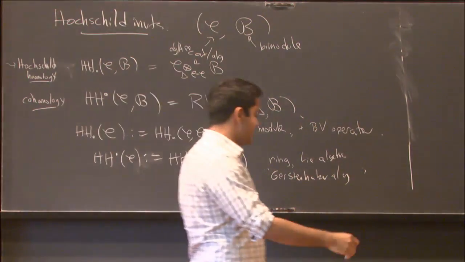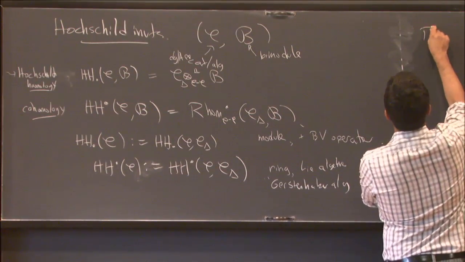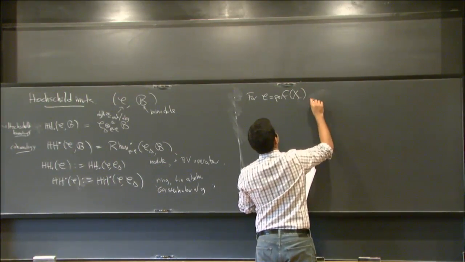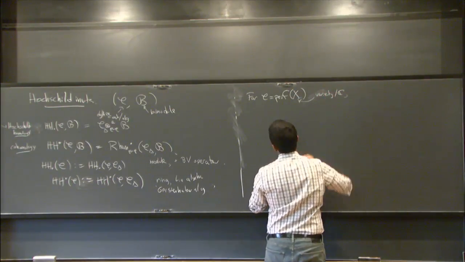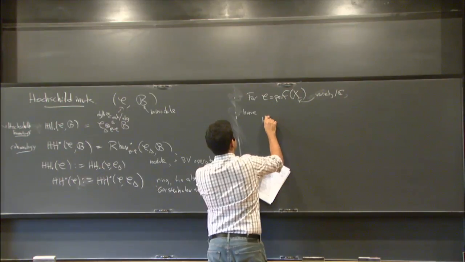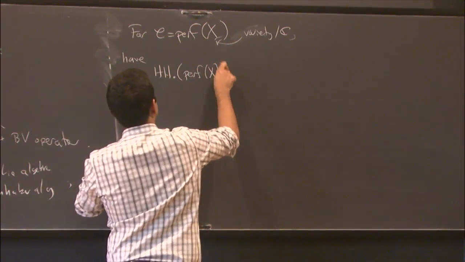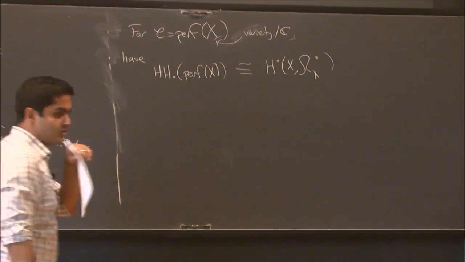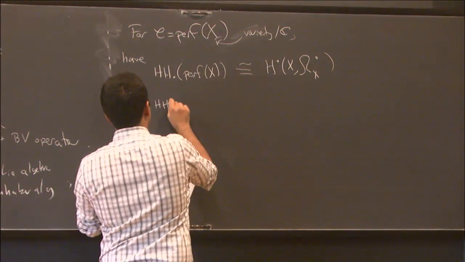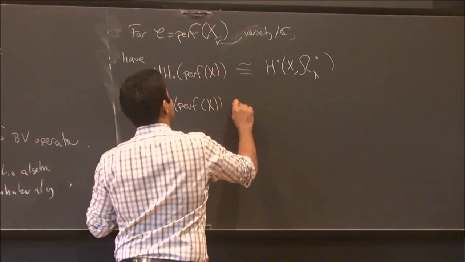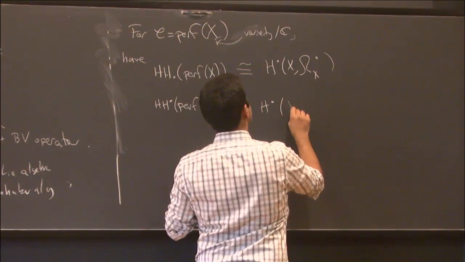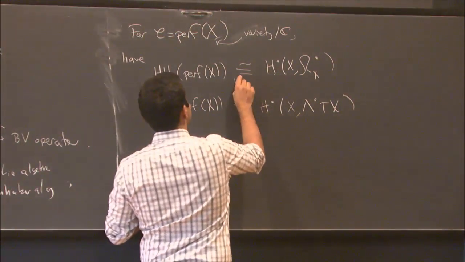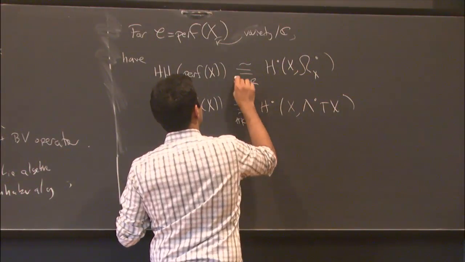So I won't go into the full detail of that, but maybe I'll just tell you what the commutative analog is when you have a variety over C. So if I was working with perfect complexes on, let's say, a variety over C, we have HKR type isomorphisms between the Hochschild homology of perfect complexes and the cohomology of the sheaf of differential forms, and between Hochschild cohomology of perfect complexes and the cohomology of polyvector fields.